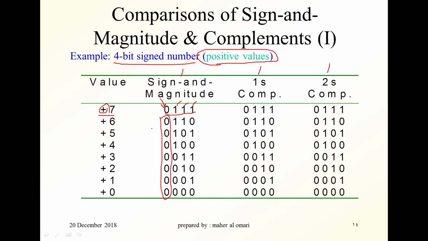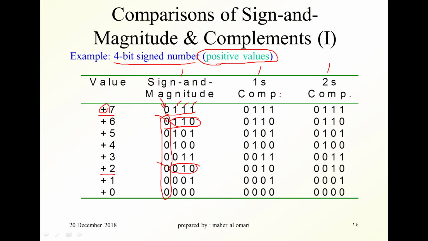Okay, plus 6 is represented in this system as 0110. This is the absolute value, which is 6 in binary, and this is a positive 6. The same thing for plus 2. This is the 2 in binary, and this is the positive value.